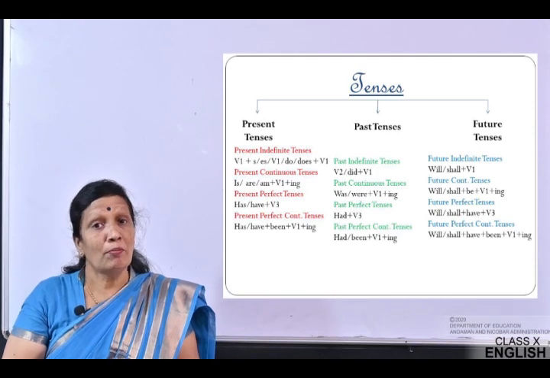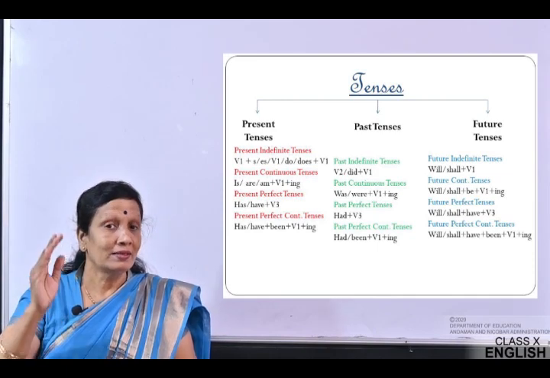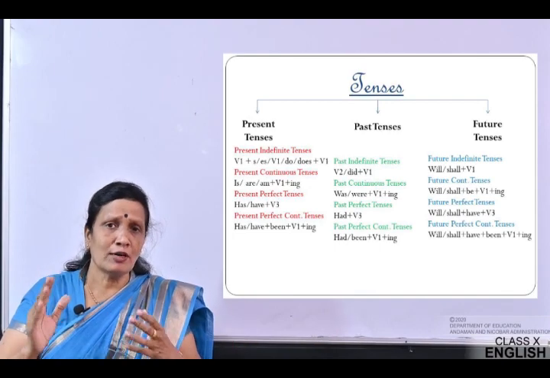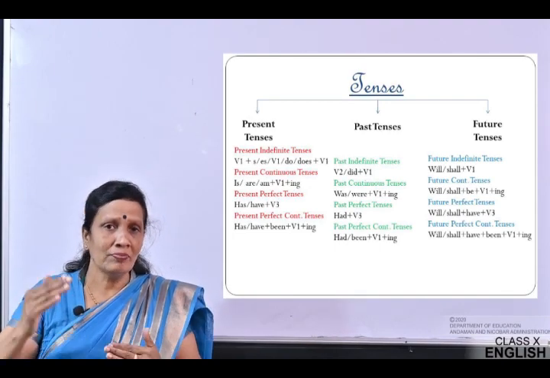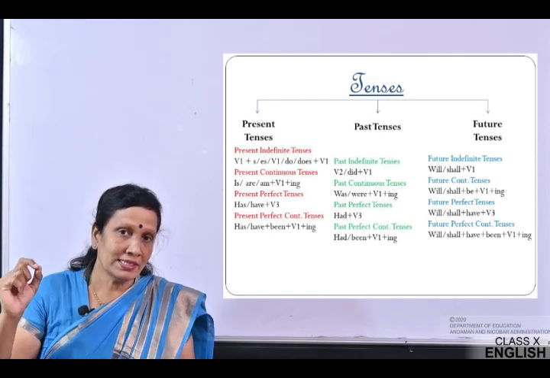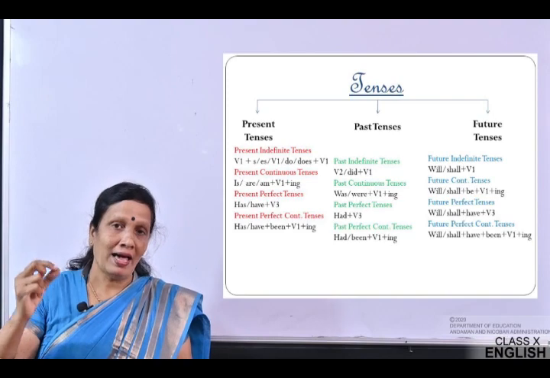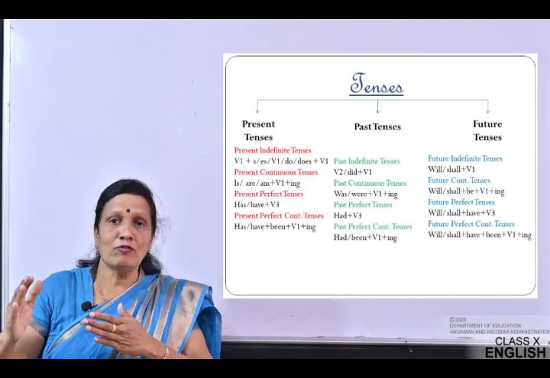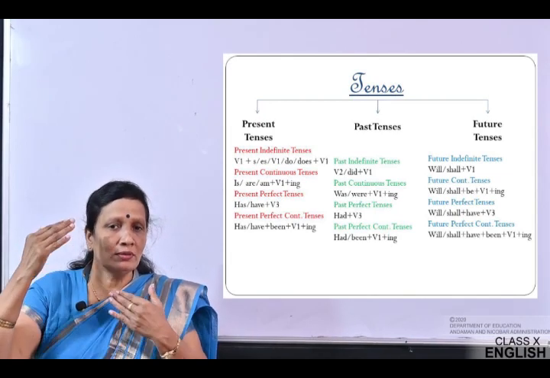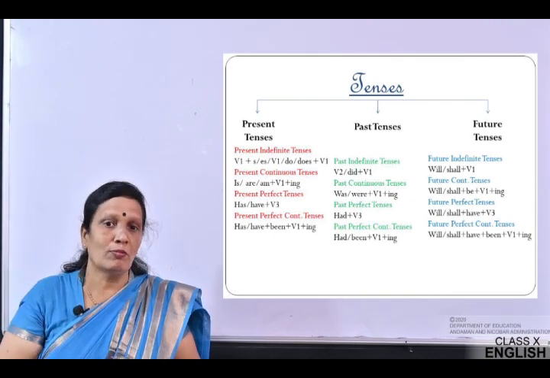Then the present perfect tense. In the present perfect tense, has or have plus the third form of the verb. I'll be discussing that with you. The third form here, like come, came, again come, the third form. Give, gave, given. Given is the third form. Has, had, had. Have, had, had. So the third form: given, taken, spoken. So the third form of the verb in the perfect tense. All the perfect tenses will have the third form of the verb.